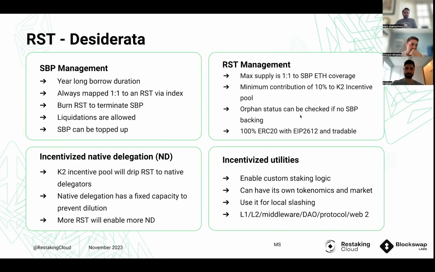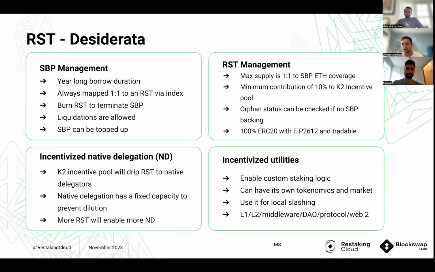A holder of an RST can check the actual token and see if there is an SPP backing. There is a simple function that anybody can call. The function name is active. You can call it on Etherscan. You don't have to be technical. So you can check if the RST has an SPP backing.